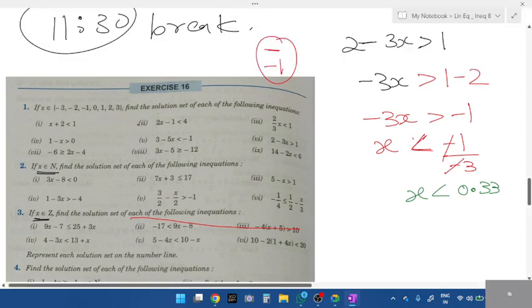Very good. So if it is traveling towards left hand side, what are the numbers I have to consider? I have to consider from 0. What's the answer? Minus 3, minus 2, minus 1, 0. Solutions.